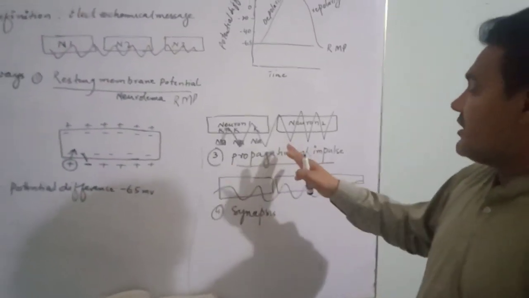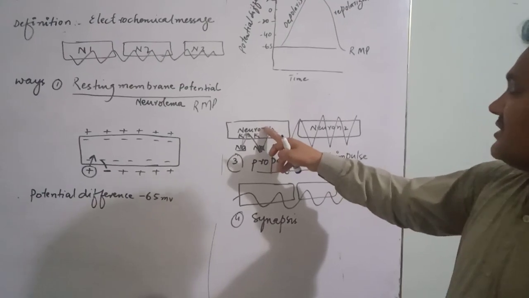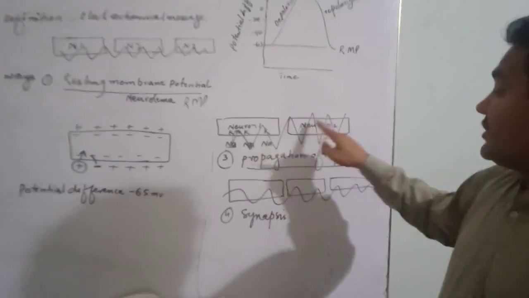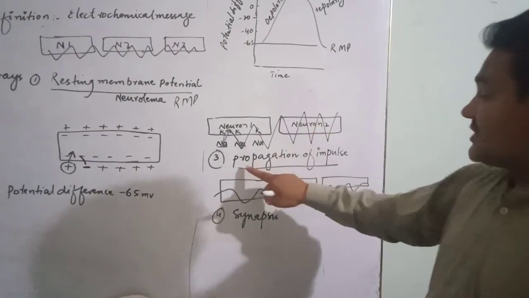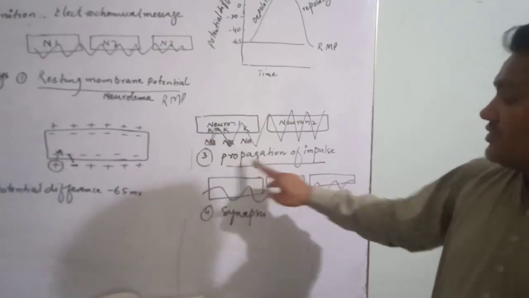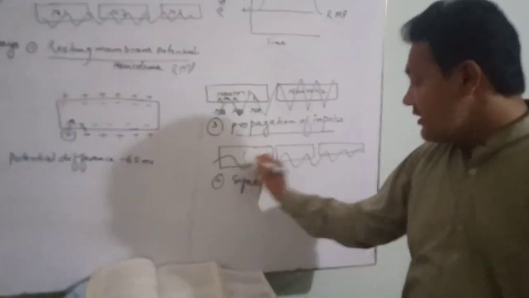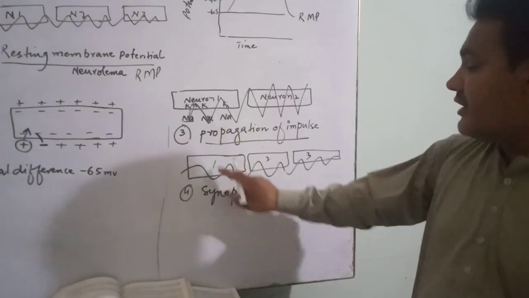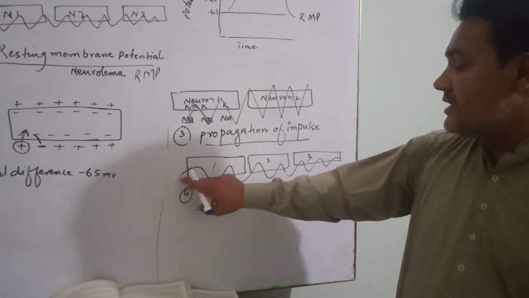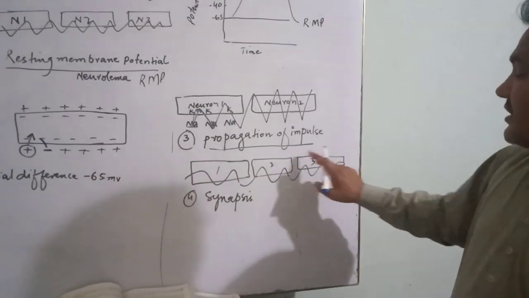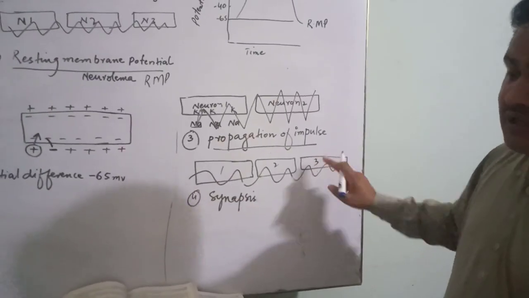that develops in one neuron. Then this impulse travels from one neuron to another neuron, and this is called propagation of impulse, or it is also called transmission of impulse. This is one neuron, this is a second neuron, and this is a third neuron. In this way, the impulse travels from one neuron to the second, from the second to the third neuron, and so on, and this process takes place.